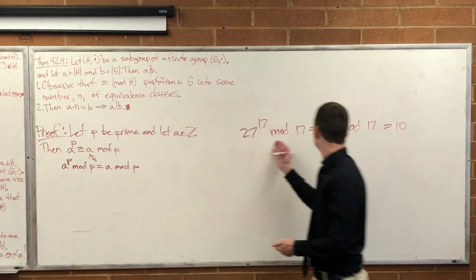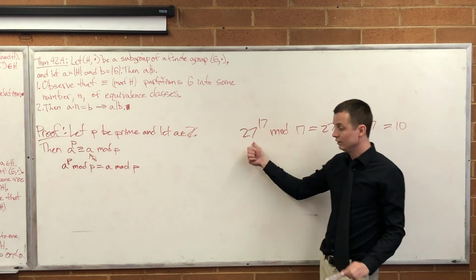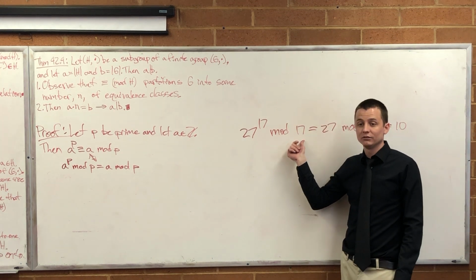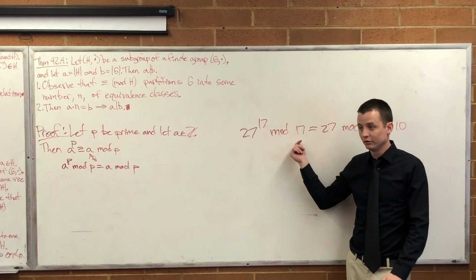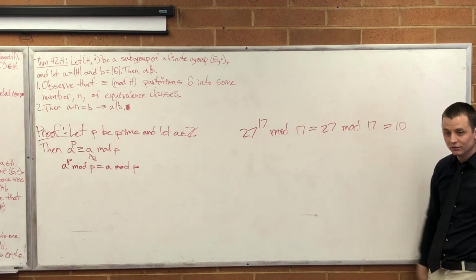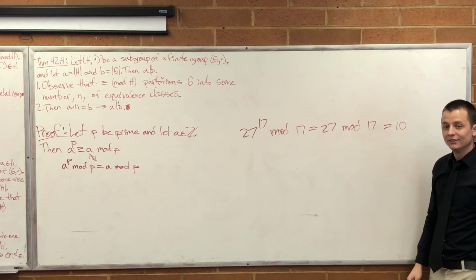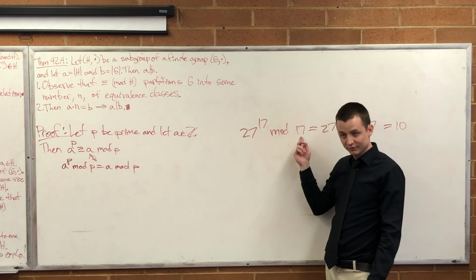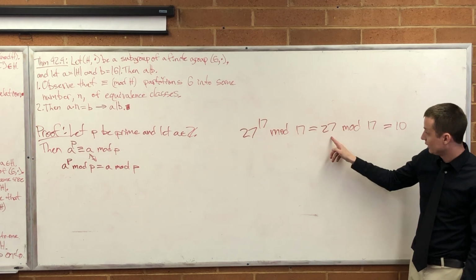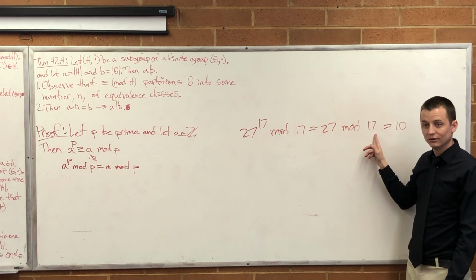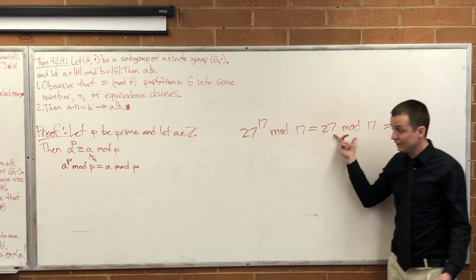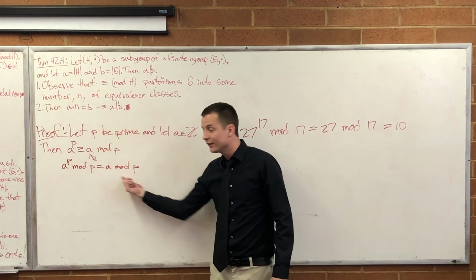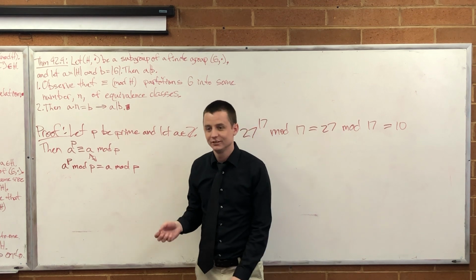And here's how that helps us. 27 to the 17 is an absolutely massive number. What's its remainder when you divide it by 17? Well, it's 10. Because 27 to the 17 mod 17 is the same thing as 27 mod 17. And 27 mod 17, that's real easy. So instead of working with a to the p mod p, I can just work with a mod p. Okay, I see.